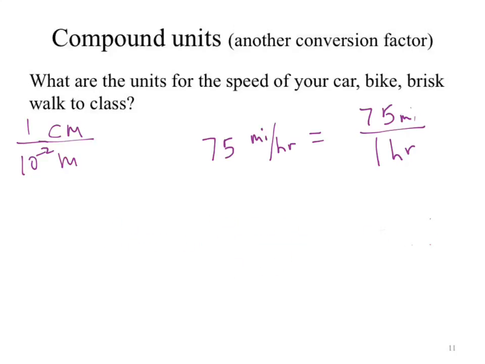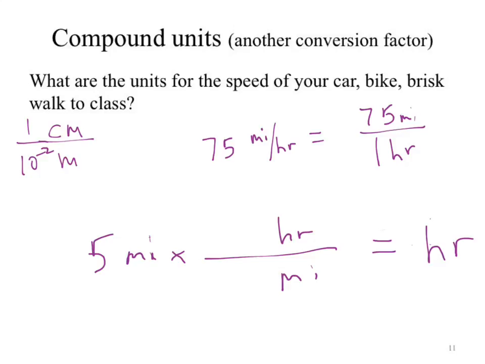Let's say instead you live 5 miles away. How long did it take you to get here? That one's a little bit different. We want the relationship between miles and hours. Do we know that relationship? For every 1 hour, how far did you travel? 75 miles. 5 divided by 75, we now have the time it took in hours to get here. So you can flip that unit factor depending on what you're trying to convert, just like we did with centimeters and meters. We can go back and forth on that.